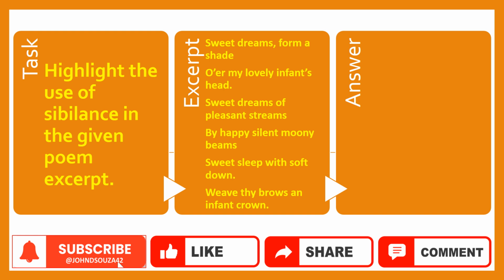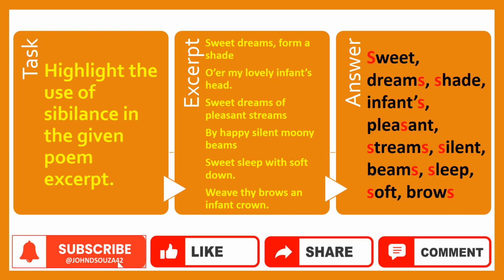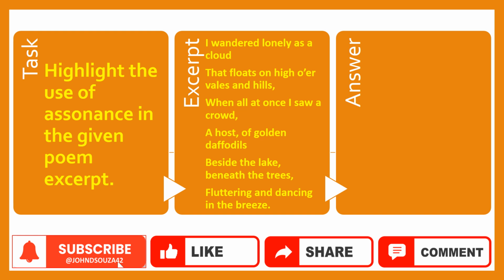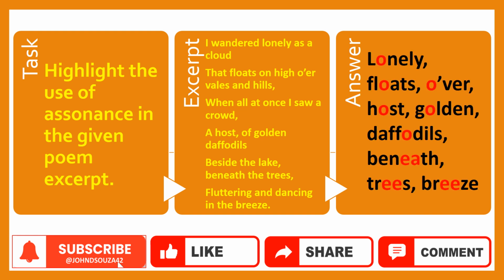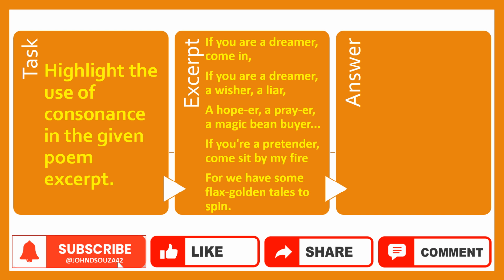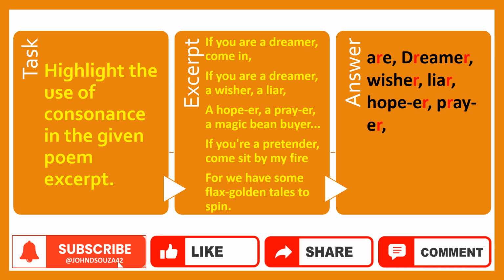Now let's analyze the poem and highlight how sibilant words enhance its rhythm and meaning. Take note of these words with the S sound. Now let's analyze the poem and highlight how assonant words enhance its rhythm and meaning. Take note of these words with O and E sound. Now let's analyze the poem and highlight how consonant words enhance its rhythm and meaning. Take note of these words with the R sound.